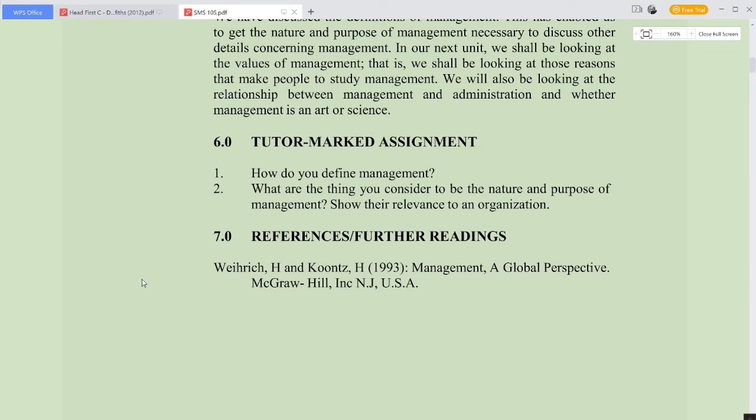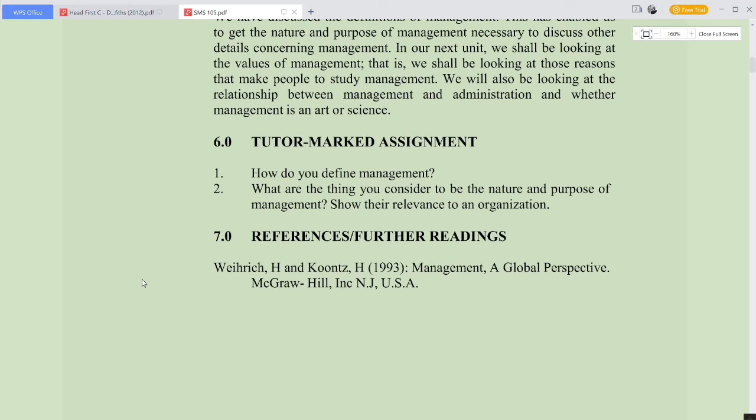And we have our tutor-marked assignment. How do you define management? In your own words, take your time to define management. Drop it on our group chat. Let's all discuss how we define management. What are the things you consider to be the nature and purpose of management? Why do we have management? What is the nature of management? What is the purpose of management? Show their relevance to an organization.